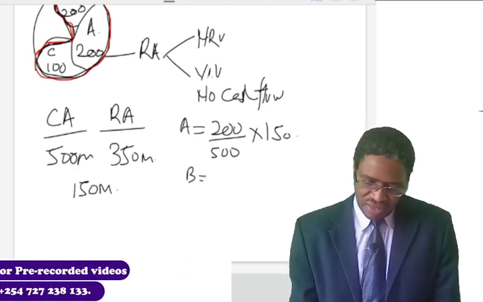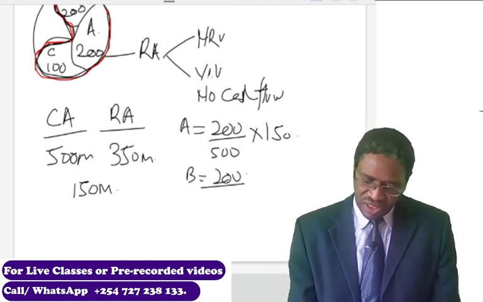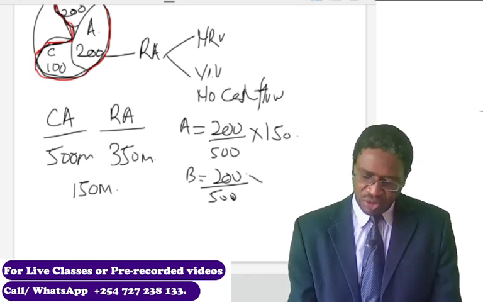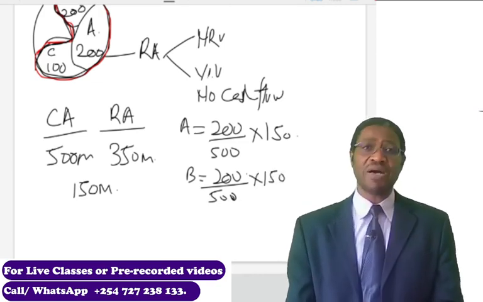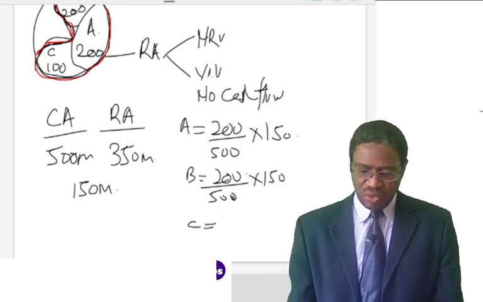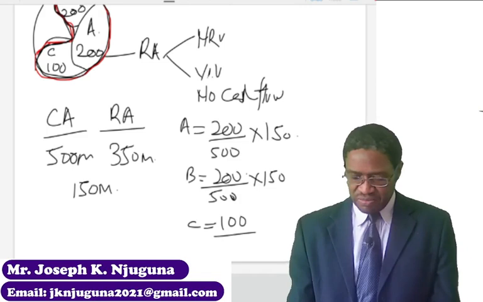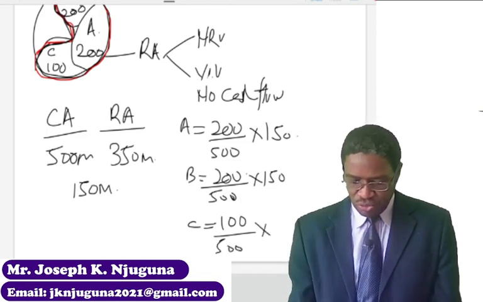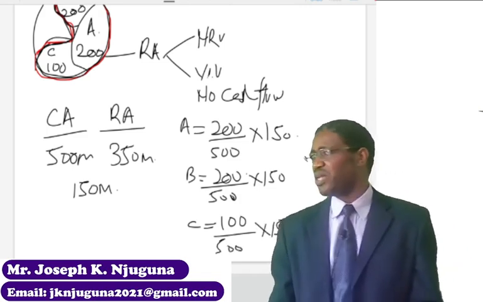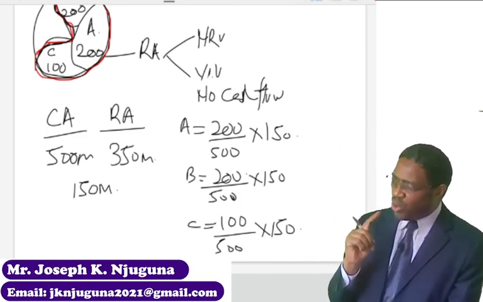B, the same. B has a carrying amount of 200. Divide by the carrying amount of the unit, 500. Multiply that by 150. That's how much you write off against B. Against C, which has a carrying amount of 100, you divide that by 500 again. You multiply that by 150. So that's how we allocate.